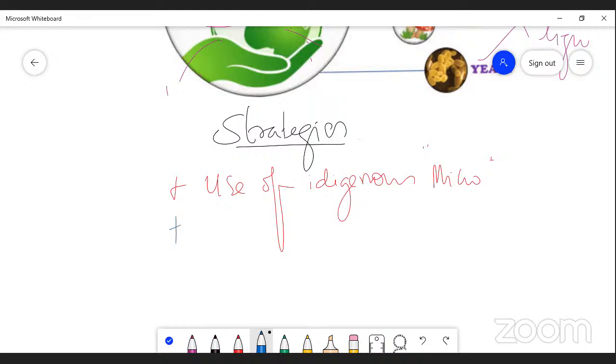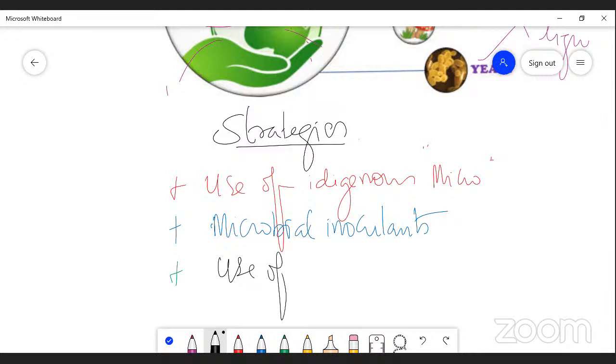Second, sometimes microbial inoculants are designed in order to prevent pollution, right? Microbial inoculants are artificially made and designed for the growth of microorganisms. So that is also one of the strategies, right? And the third, so there are only 3 strategies: the use of plants, the use of some living organisms, like microorganisms, like a fungus or some bacteria, etc.